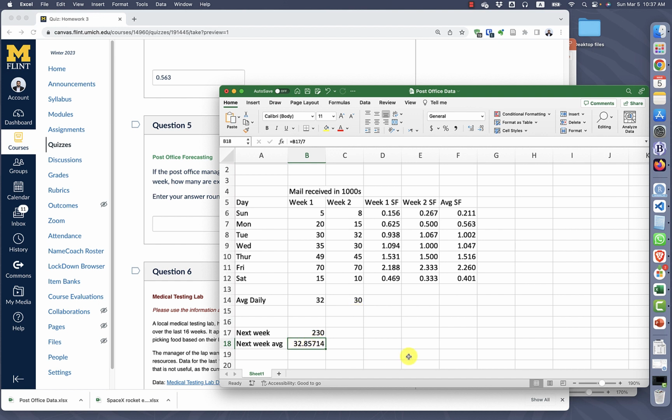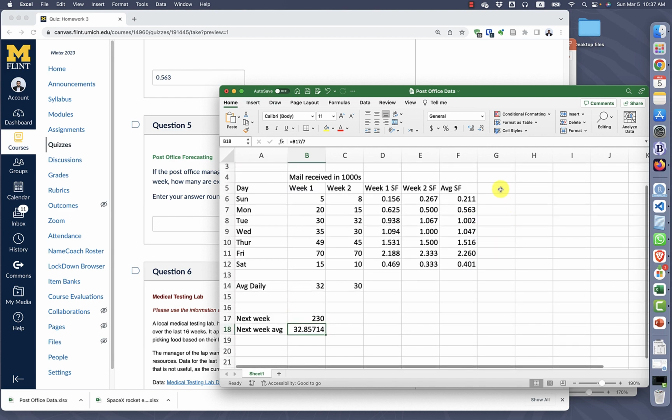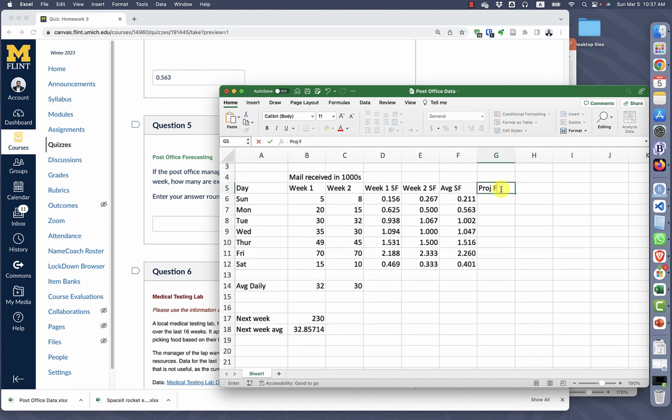If this is the average, you can multiply it by the seasonal factors to get the projected forecast for each day. That will be our seasonal factor times what we expect the average day next week to look like. I put dollar signs to lock the red cell down. So when I drag it down, just the blue cell moves down and they all get multiplied by the same value here. Okay, so you can just drag it down. So this is our forecast for next week. We expect Sunday to have 6.9, about 7,000 pieces of mail. Remember, the units are mail received in thousands. So all of it is thousands.